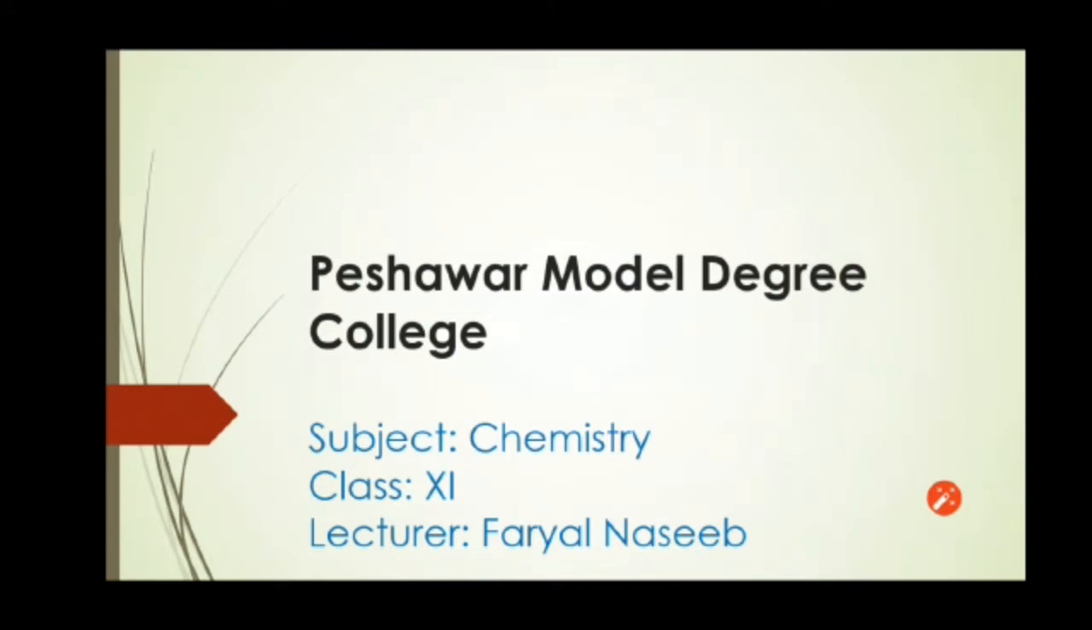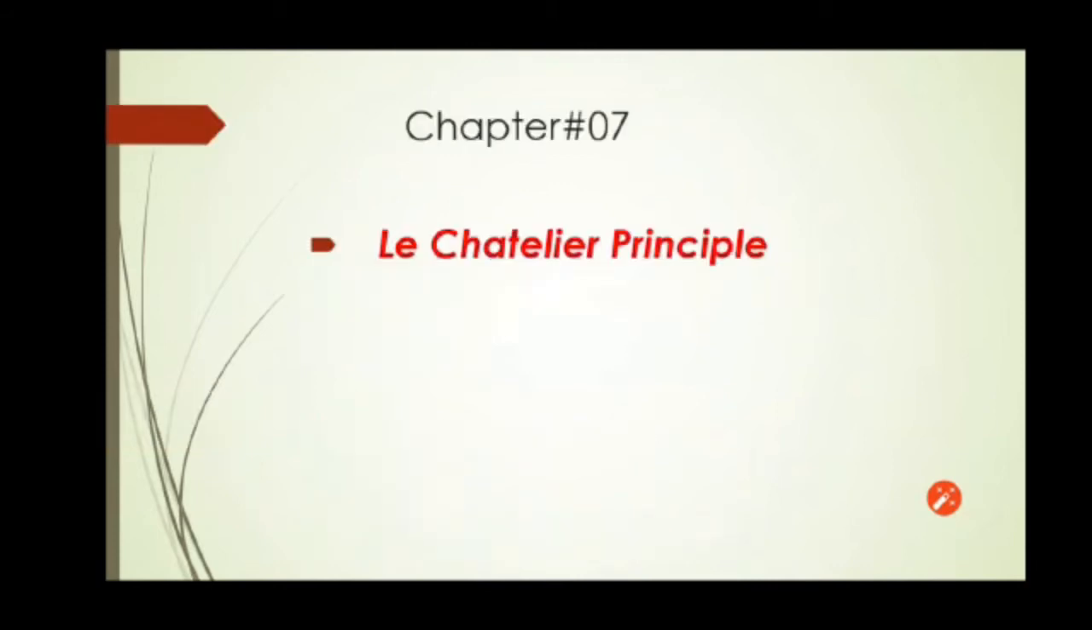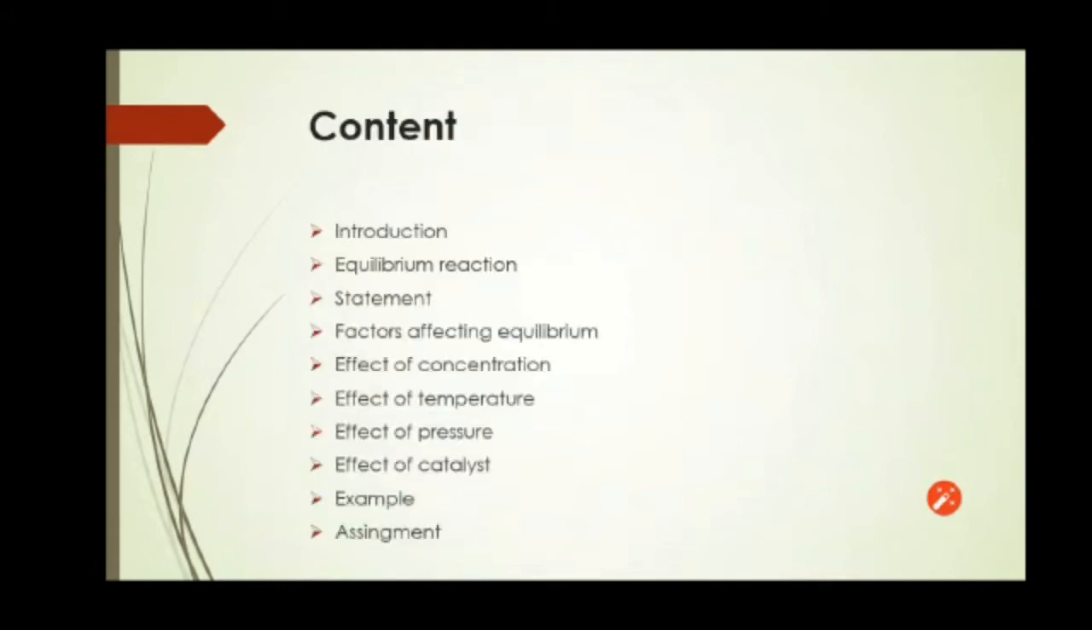Today's lecture is from first year chemistry, chapter number 7, and the topic is Le Chatelier's Principle. It is one of the most important and repeated topics from the examination point of view. In today's lecture, I am going to discuss the following content: introduction and what is an equilibrium reaction, statement, factors affecting equilibrium, and in the end, we will solve an example by applying all the factors we have studied, and you will be given an assignment.